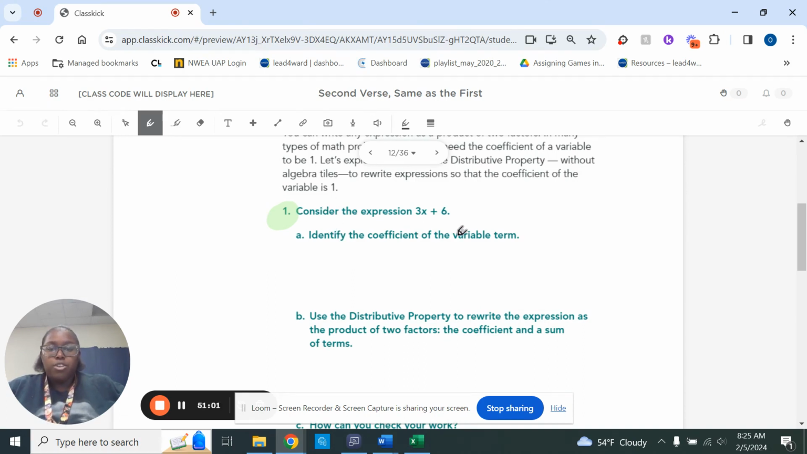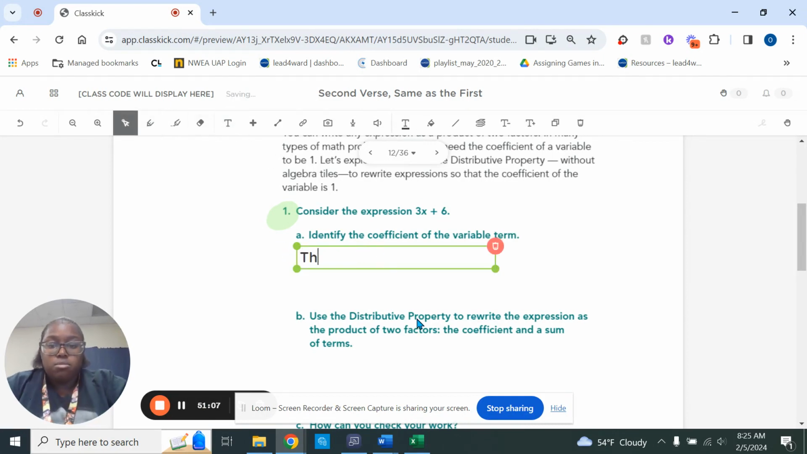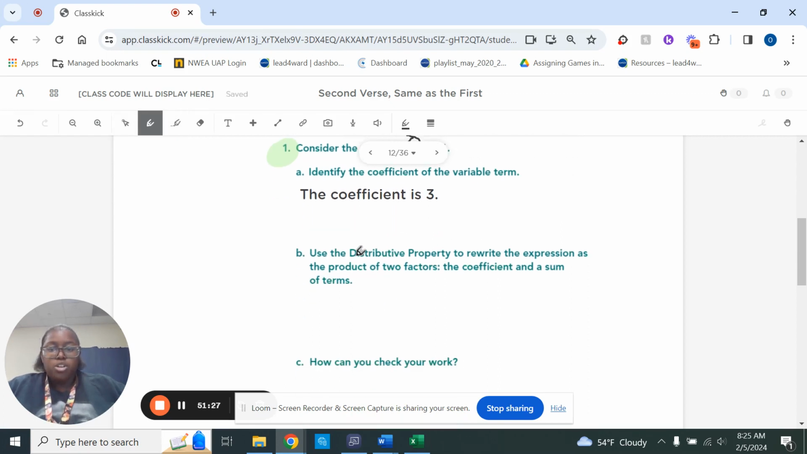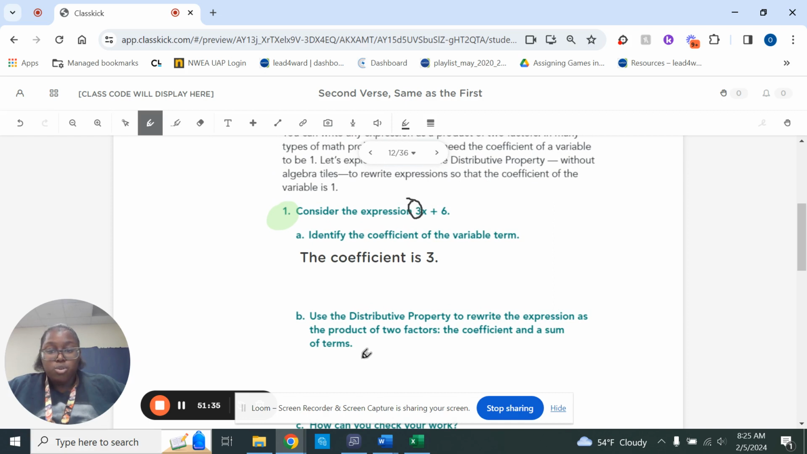So it says identify the coefficient of the variable term. Well, I'm not going to show you with this one because the coefficient and the greatest common factor are the same thing. The coefficient is 3. Remember, the coefficient is the number with the variable, and the coefficient is 3. Use the distributive property to rewrite the expression as a product of two factors, a coefficient and a sum of terms. So that means we're going to do 3, which is the coefficient, and inside is the sum of terms.